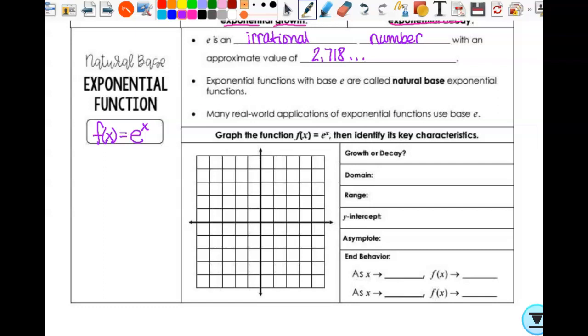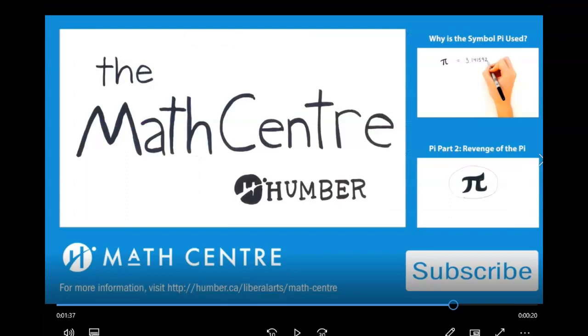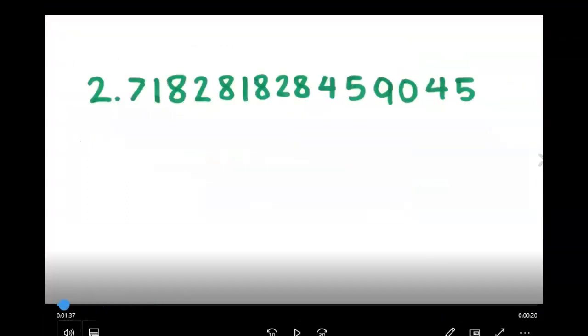Exponential functions with base e are called natural base exponential functions, and many real-world problems use e. You should have at least heard of e before. I'm going to play you a short video that can explain it a little better, as you've probably used it in other classes as well, some of your science classes.